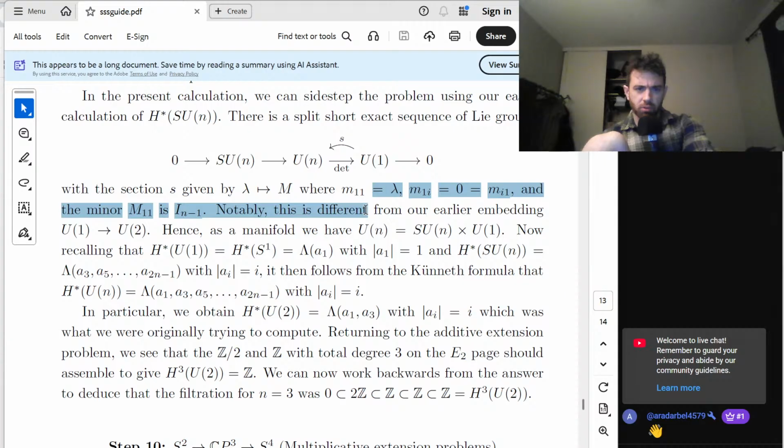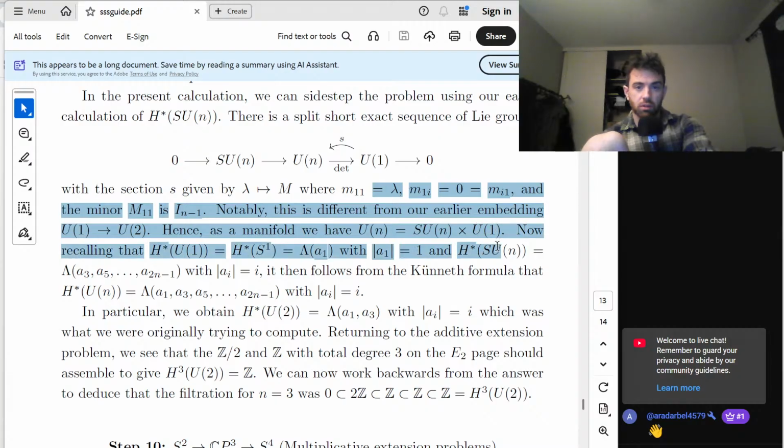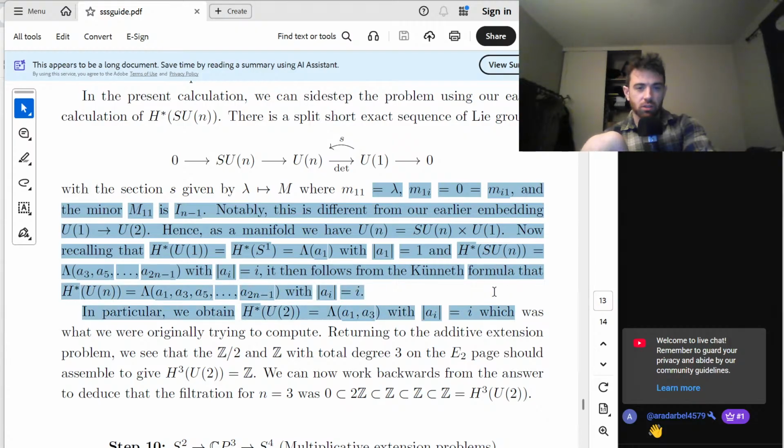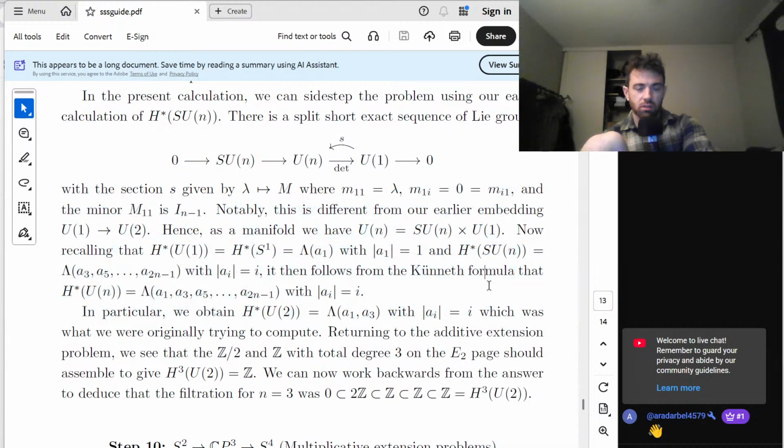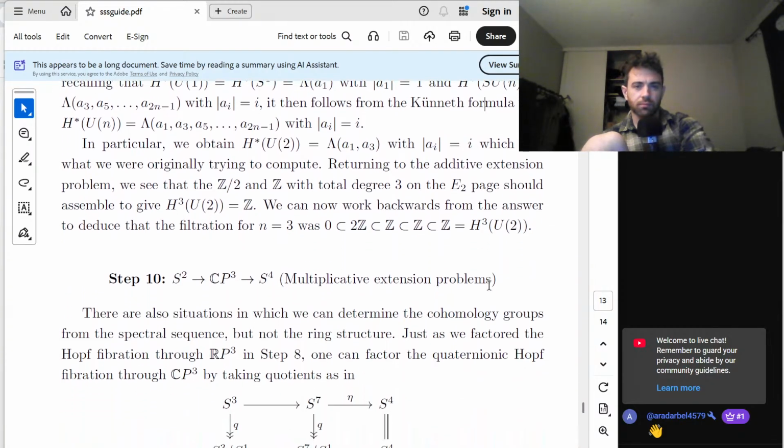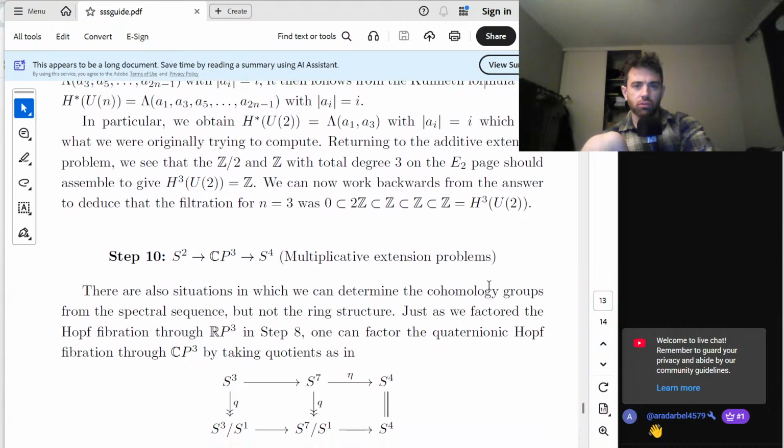Notably, this is different from our earlier embedding U1 into U2. Hence, as a manifold, we have this. Sure. Okay. And now recalling that U1 is that, and SU(n) is that, it follows from the Künneth formula that we have that. Okay. So we got that U2 is a symmetric algebra, which is what we were originally trying to prove.